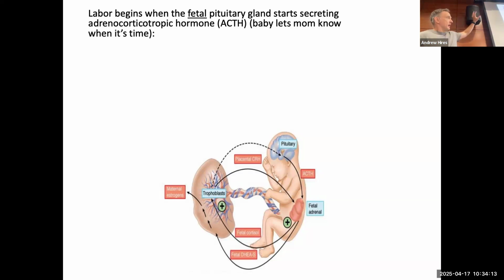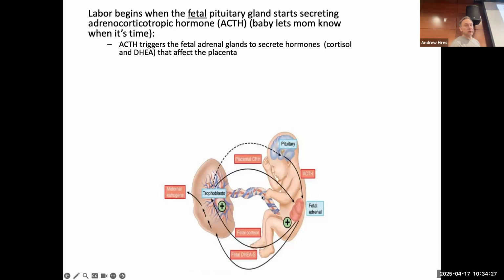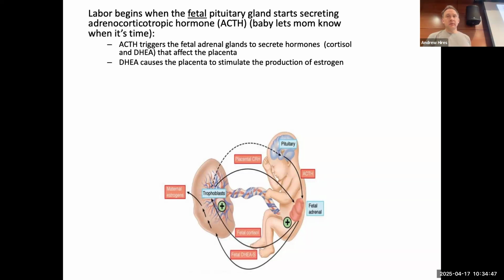And over time, the baby is going to be the source of hormones that are going to initiate the early phases or pre-labor conditions. So how does that happen? We have ACTH, and the fetal adrenal glands are going to secrete hormones, cortisol and DHEA, that are going to enter the placenta, cross over into the maternal bloodstream, and then impact the development of hormones within the mother.